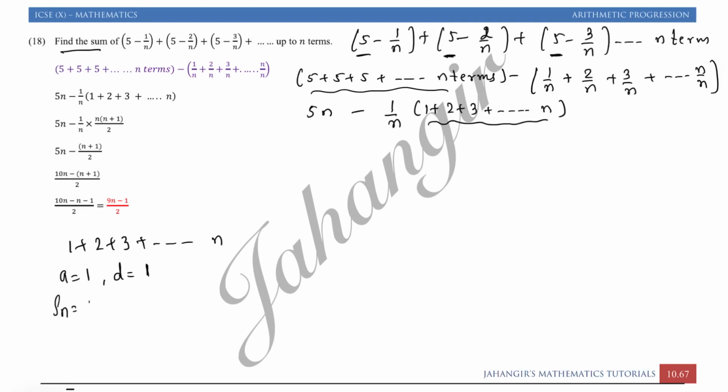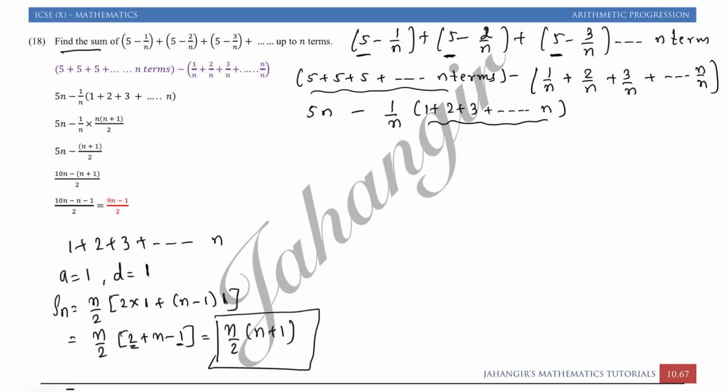So the formula for Sn is what? n by 2 into 2 into a, that is 1, plus n minus 1 into d, which is 1. So Sn I can write as n by 2 into 2 into 1 is 2 plus n minus 1. So that can be written as n by 2 into 2 minus 1 is 1, n plus 1. This is the formula. This is the derivation of the sum of the first n terms. If you just keep on adding 1 plus 2 plus 3 plus up to n terms, you will always get n by 2 into n plus 1.